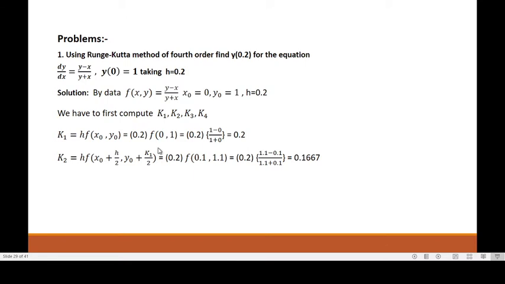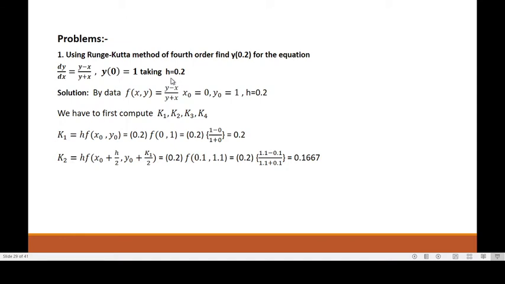So, now see the problem. Using RK method of fourth order, we have to find out y of 0.2 for the equation dy by dx is equal to y minus x by y plus x with the initial condition y of 0 is equal to 1, taking h is equal to 0.2.